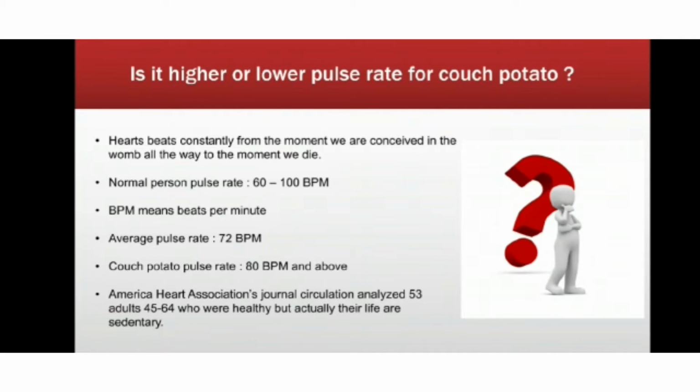Our heart rate normally varies between 60 to 100 BPM, which BPM means beats per minute. However, the average pulse rate for the normal person is 72 BPM. If you are someone who is a couch potato and are not active enough, your heart rate may be faster than a normal person, which is the pulse rate for the couch potato is 80 BPM and above.